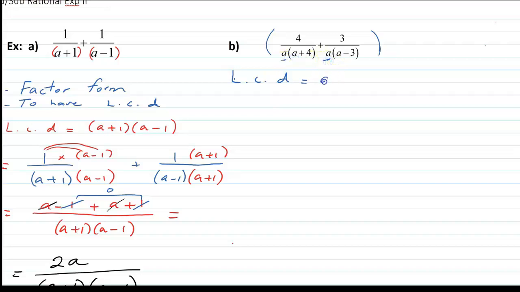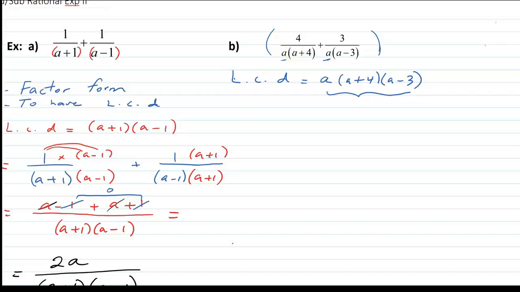So whatever the LCD is must have an a as a factor in it. The next thing, you must have a factor of a plus 4. Okay, let's write it down, a plus 4. And it must have a factor of a minus 3. So this is your LCD, and it has all the factors for both of the denominators.